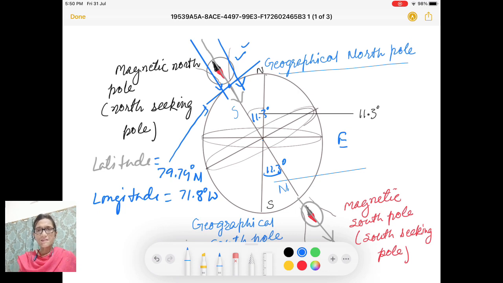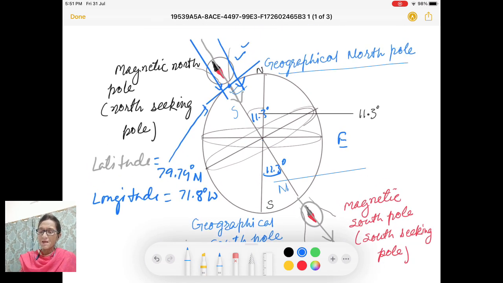Now if you place the same compass needle on a horizontal plane, you may find that the needle comes to rest in any direction. So it suggests that in the horizontal direction there is no force acting on the needle at this point, but there is a force acting on the needle in the vertical plane, and this point is called the magnetic north pole, or you may say the north-seeking pole.